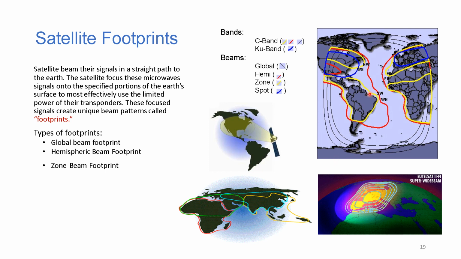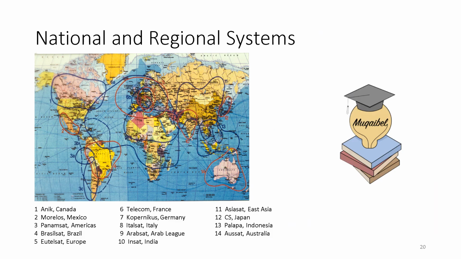Here I'm showing you another example. Of course, once you change the frequency, the coverage will be different. So we have global, hemisphere, zone, or spot. You can see that we have large coverage, then more of a continent, then a zone, and then of course we can have a spot. Of course, those are at different frequency bands. Here I'm sharing with you the national and regional satellite systems for different countries and different locations on the map, different continents.